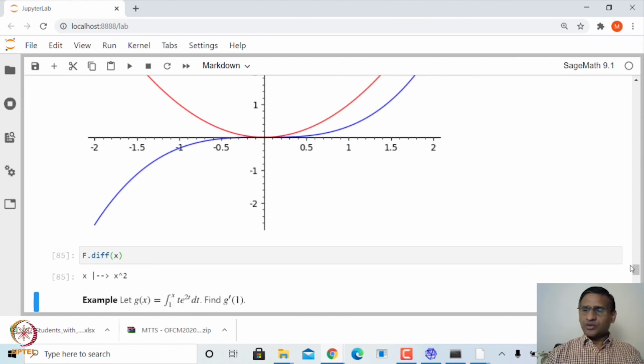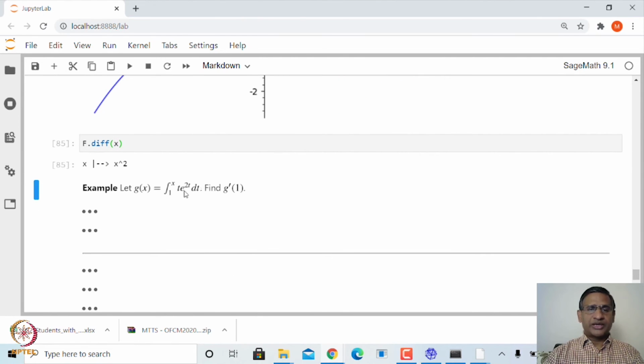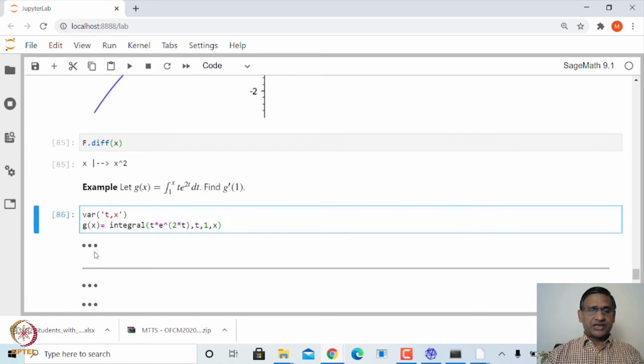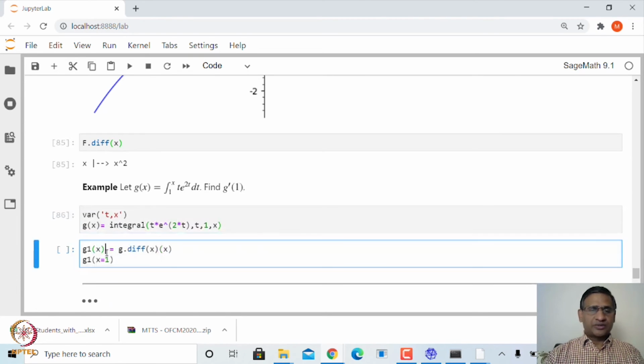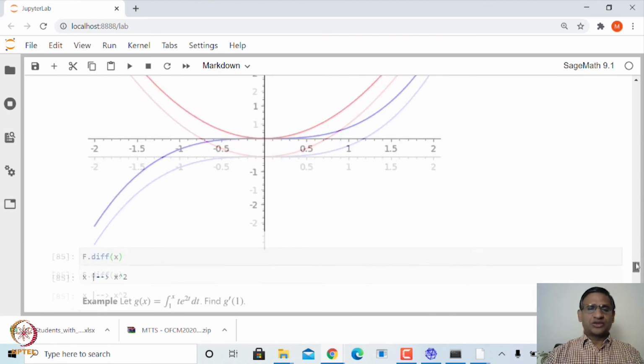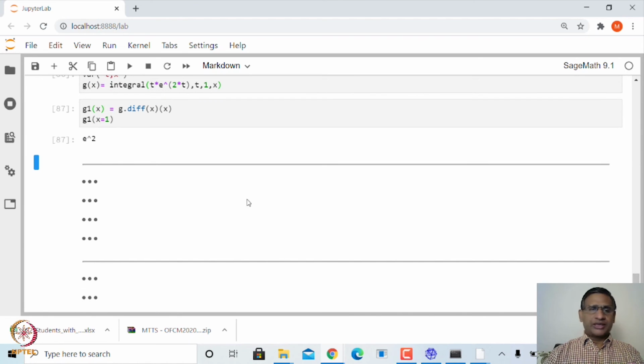Similarly, you can take another example, this is somewhat more complicated. f(x) is equal to x times e to the power 2x, and let us define this indefinite integral as g(x) from 1 to x, and then find the derivative of g at 1. This is again very simple. Define t and x as variables, define g(x) as the indefinite integral, and then find the derivative of g and evaluate it at 1, which is e to the power 2. So that is a verification of this fundamental theorem of integral calculus.